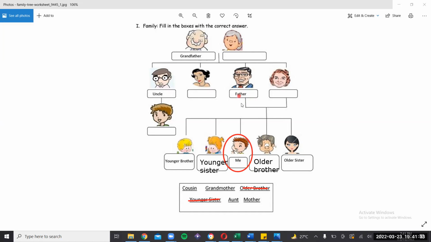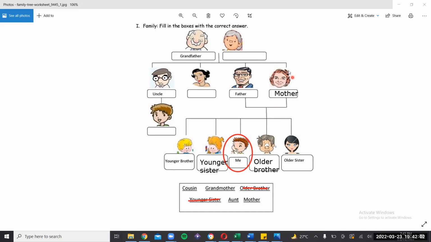So you have father, and then who will this be? Sister. I mean, mother. Mother, right? And we know that it's father and mother because the two lines come down and connect to them. And then we know that the father and the mother had 5 kids.